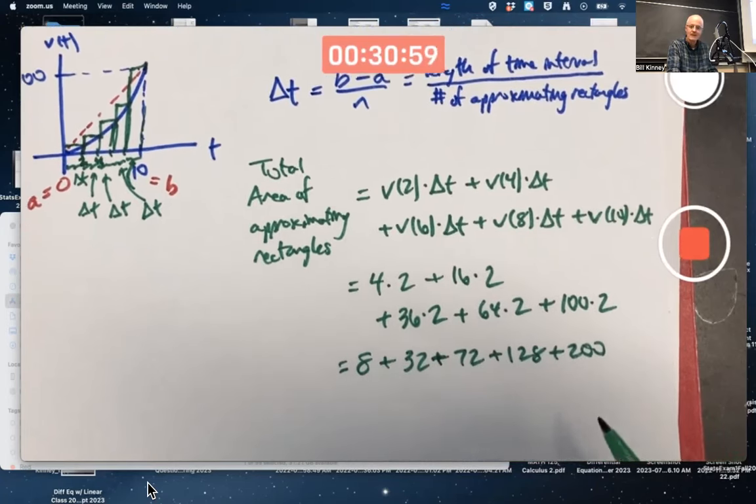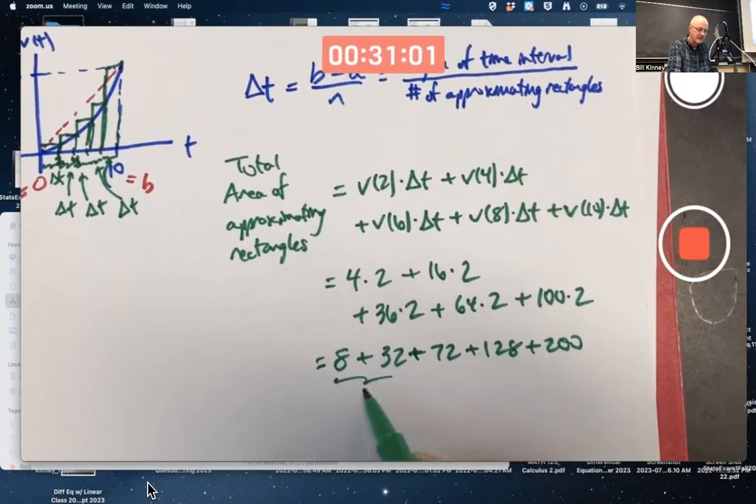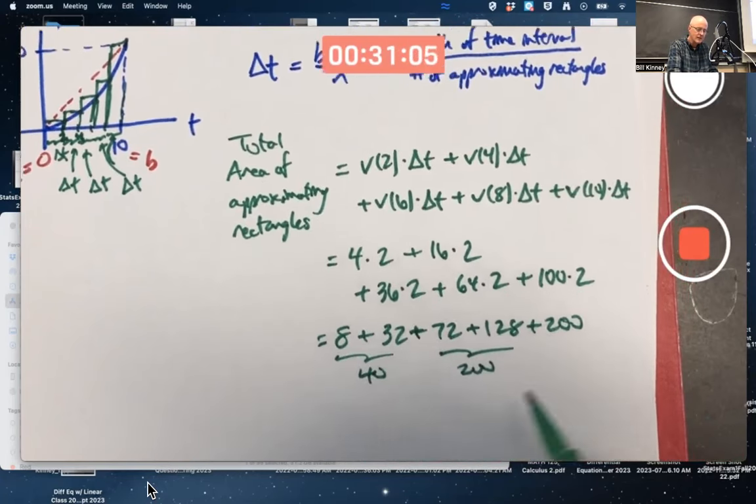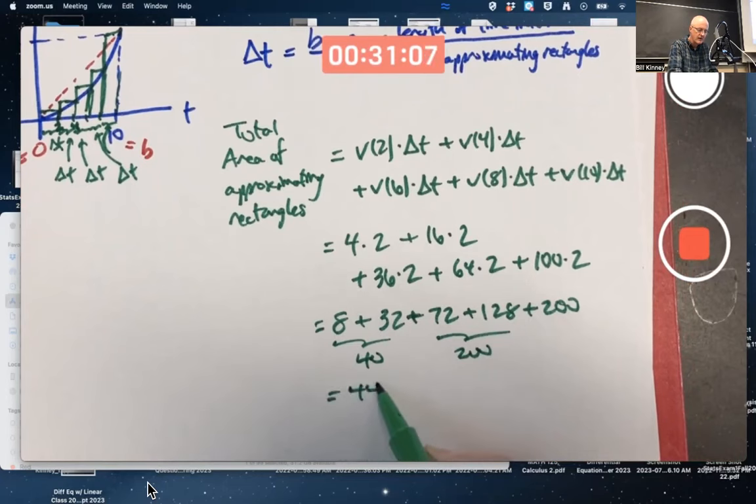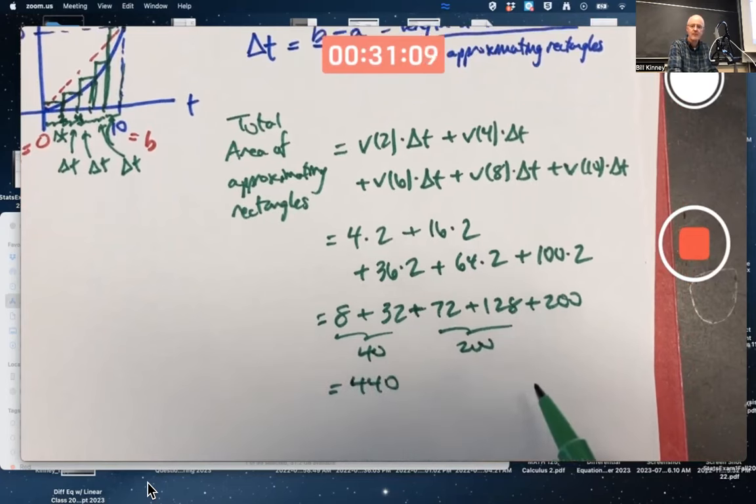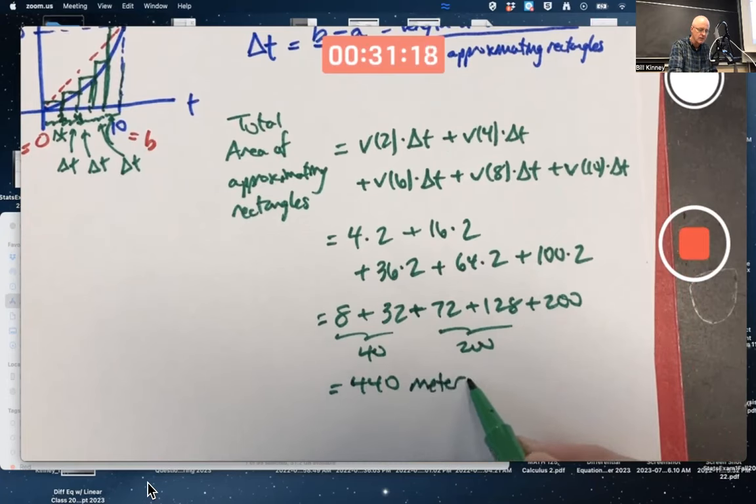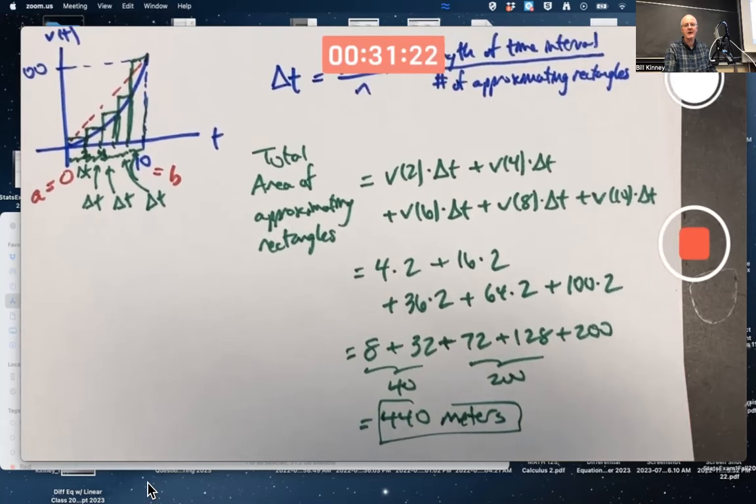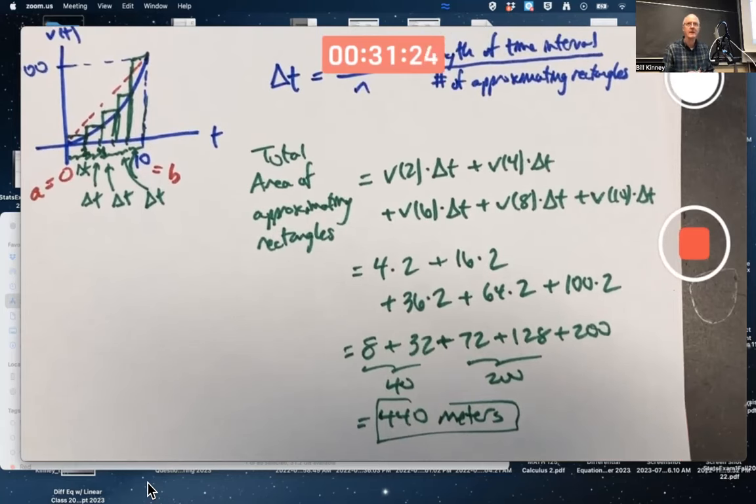See if I can do that in my head. That's 40. This is what? 200? 440? I didn't make a mistake. Look good to people. 440 meters would be the answer that we get as the total area of the approximating rectangles.